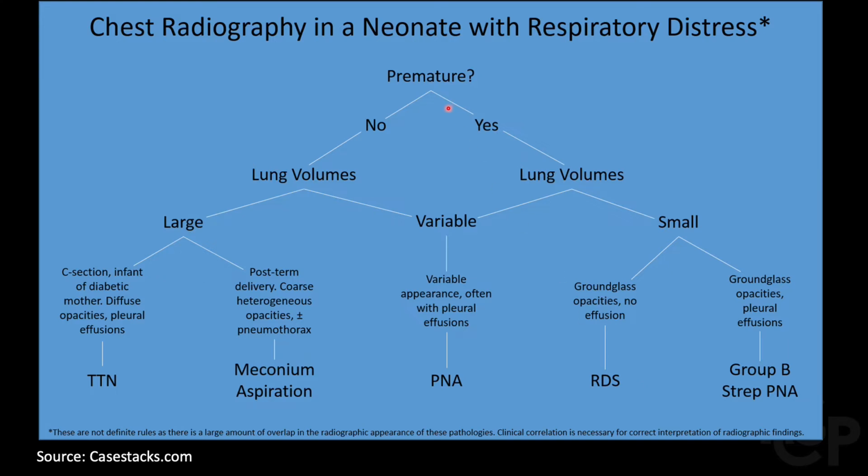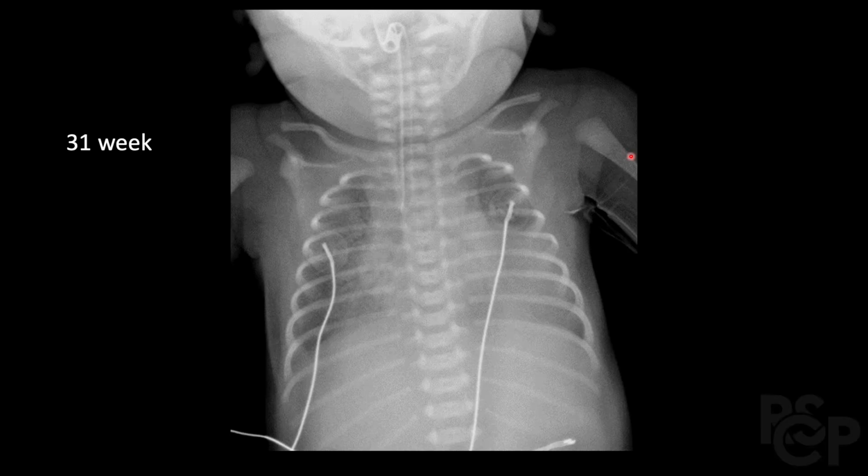Or if you had a neonate with respiratory distress, although they're not premature and they have large lung volumes, and you notice in their history that they had a C-section or infant of a diabetic mother, and you notice bilateral opacities and pleural effusion, you could consider transient tachypnea of newborn. So again, this is a very general outline that kind of helps us get started because a lot of these radiographic appearances are very similar and tend to have an overlap, so clinical history is very important in identifying pediatric pathologies. Okay, so we're just going to go through several examples now.